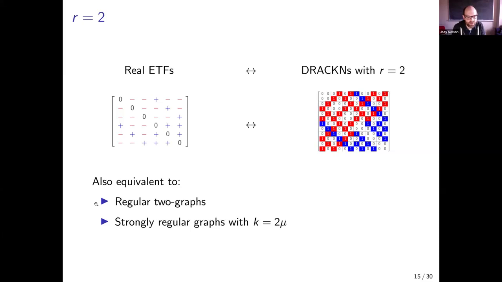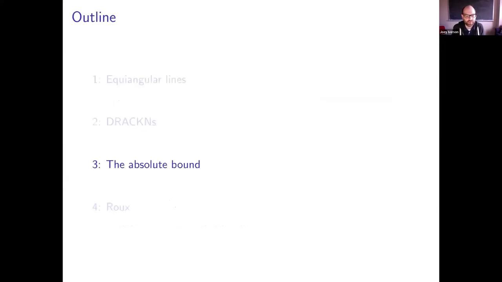It's the same thing as what's called a regular 2-graph, or it's the same thing as what's called a strongly regular graph with k equals 2 mu. This is an important open line of research. It just has a very different flavor. And so we're not really going to think about it that much in this talk. Okay, that was a lot of background.